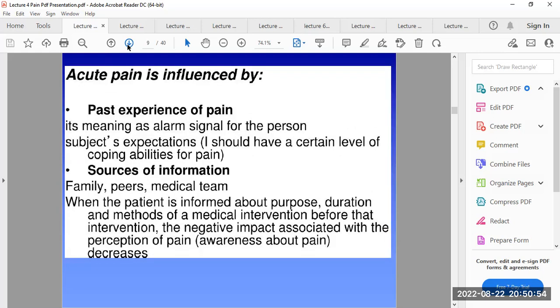Then there are past experiences of pain. Probably you couldn't manage pain properly, or you felt the pain was extreme. The moment you hear information, it makes you feel more and more uncomfortable. And as for sources of information, when family or a doctor tell you about what is to come, it also influences the way you perceive pain.